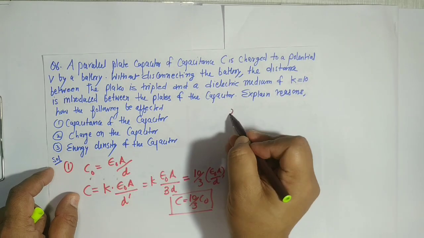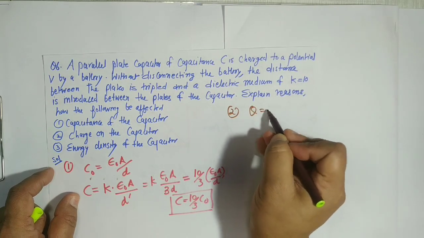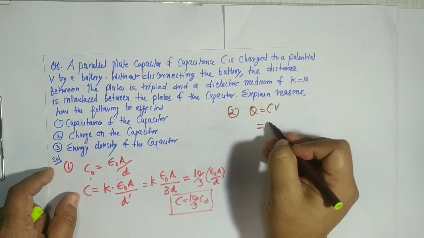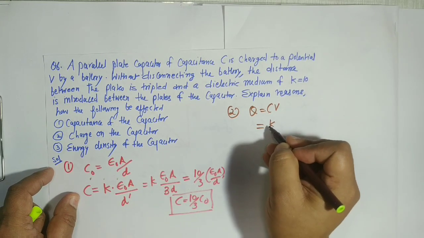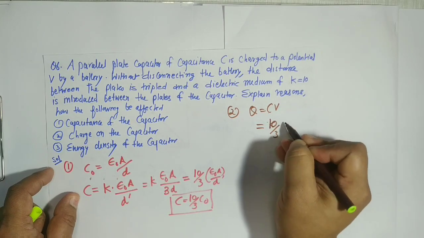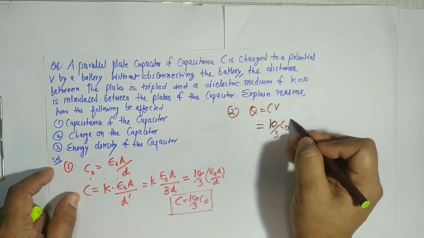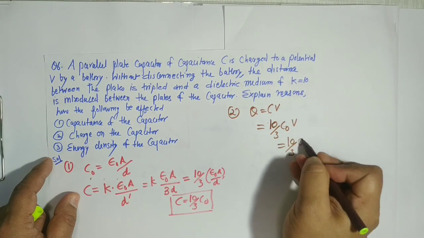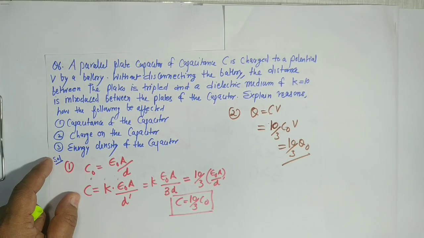And then the charge on the capacitor. Can you find out the charge? Yes. What is Q? CV. Okay. C is K times C naught. So directly I am writing 10 by 3 of C naught. We have calculated this, and this is V. So 10 by 3 of Q naught. So this will be the charge.